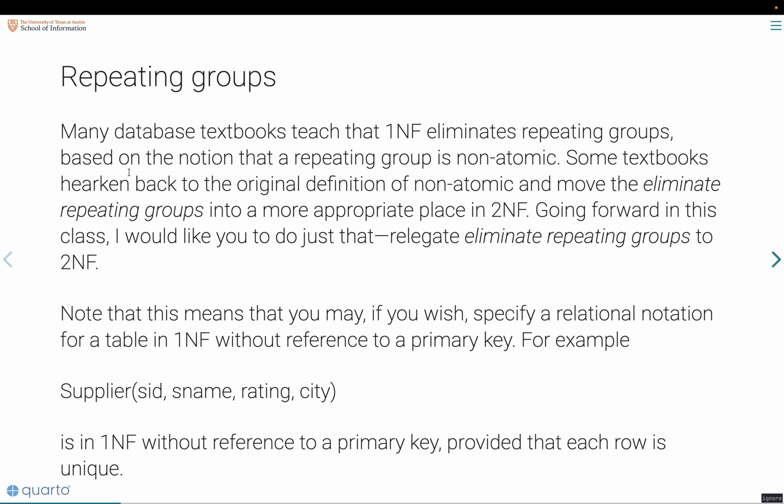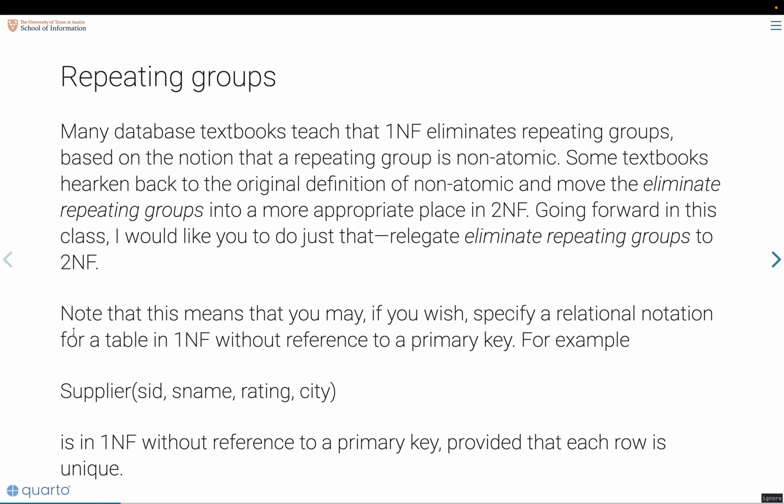Now, there are a lot of database textbooks that teach that first normal form also eliminates repeating groups. Let's say, for example, that you had the two telephone numbers in separate columns. That would be a repeating group, and a repeating group is non-atomic. So some textbooks harken back to the original definition of non-atomic and move the eliminate repeating groups into a more appropriate place in second normal form. And that's what I would like you to do. Eliminate repeating groups to second normal form, which is usually written as 2NF.